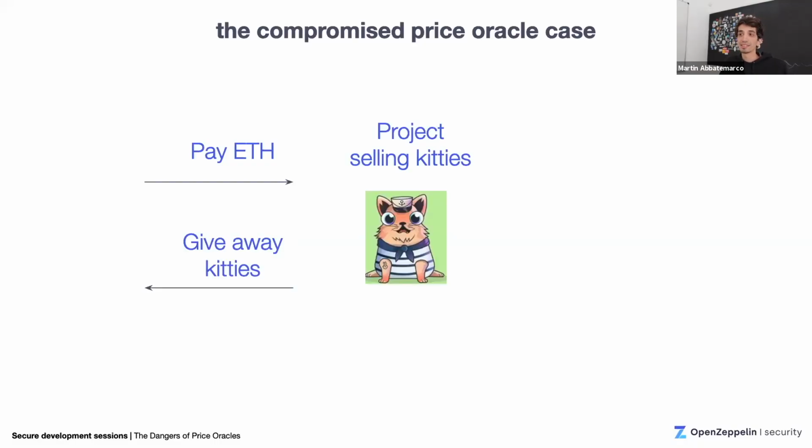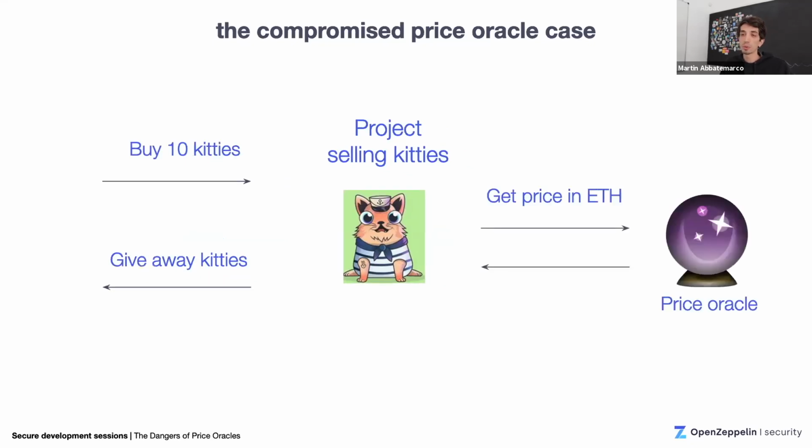Let's say we have a project that is selling keys and you pay in ETH, and the contract will give away some keys, right? The contract will actually use a price oracle to understand what the price of the keys is in ETH. So let's say you are buying 10 keys, the contract will query an oracle and give away a certain number of keys as long as you have paid enough for them.